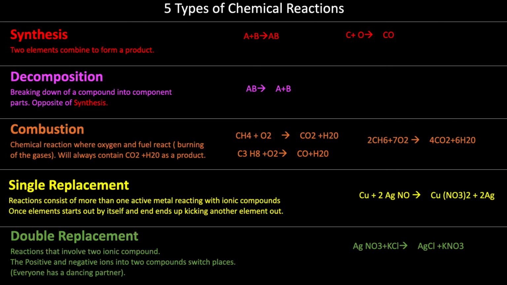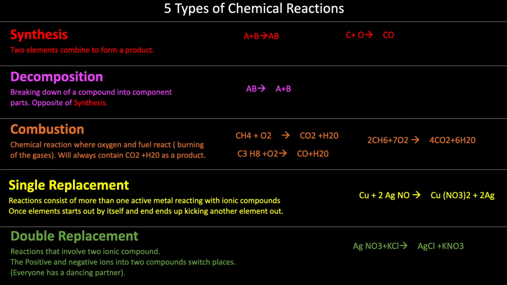The 5 basic types of chemical reactions. First, we have synthesis. This is when 2 elements combine to form a product. For example, we have A and B, and that's going to give us a combination of AB. The same thing with carbon and oxygen. Next, we have decomposition. This is the breaking down of compounds into component parts. So basically, it is the opposite of synthesis. Instead of combining, it actually breaks down the elements. So one example, we have AB together, and then it breaks off into A and B separately.